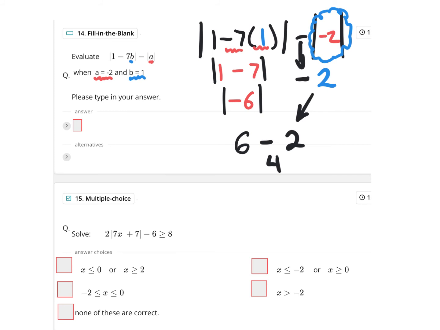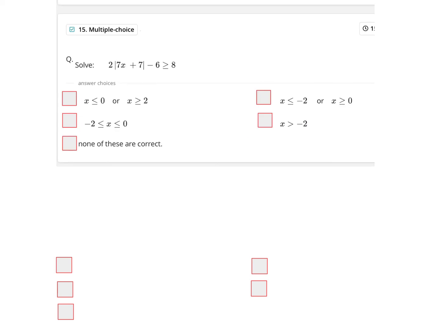So the correct answer is 4. Check it out. You actually have to type in 4. Now this was not an equation, so you don't type in x equals 4. That's not an equation. You just simplify it. Your final numeric answer is 4. Let's move on to number 15.